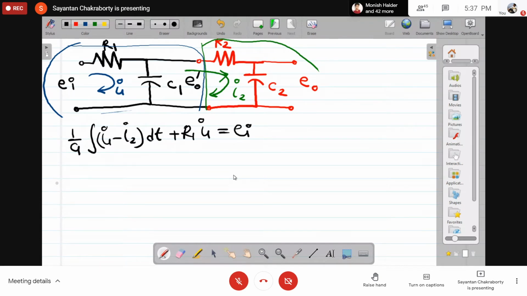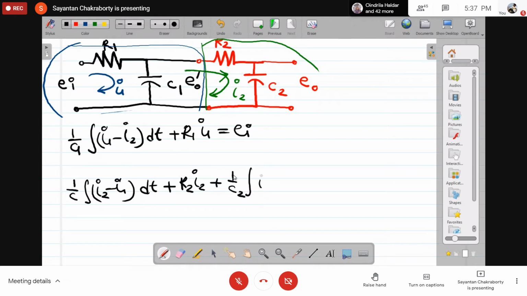Next, for the second loop, 1 by C1 integration of (I2 minus I1) dt plus R2 I2 plus 1 by C2 integration of I2 dt equal to 0. And the third is 0. Right? So what do you have to do?